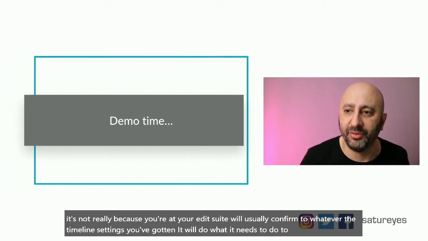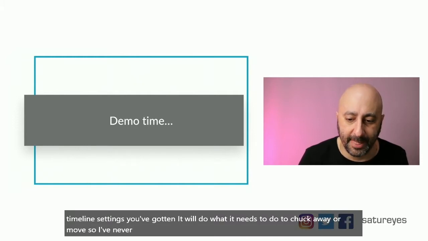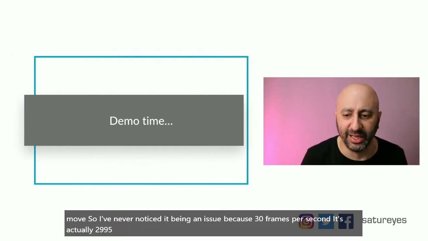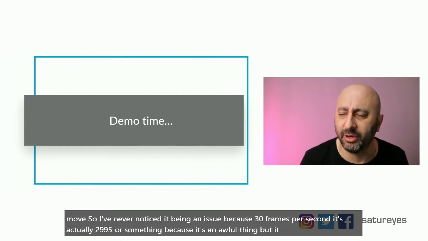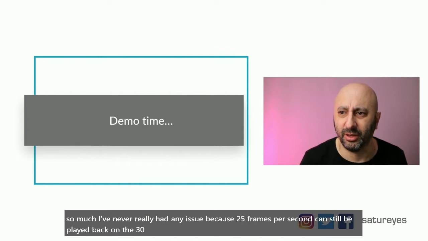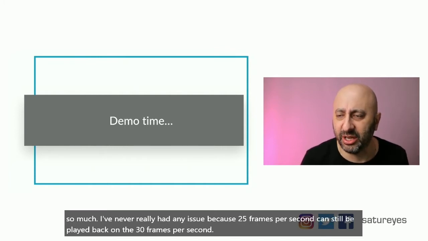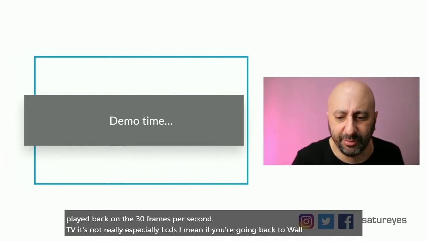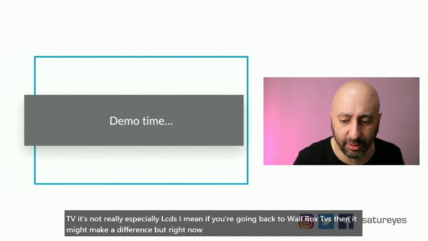So I've never noticed it being an issue, because 30 frames a second, it's actually 29.95 or something, because it's some awful thing, but it doesn't really matter so much. I've never really had any issue, because 25 frames per second can still be played back on the 30 frames per second TV. It's not really an issue, especially with LCDs. I mean, if you're going back to old box TVs, then it might make a difference, but right now I've never noticed anything being a problem.